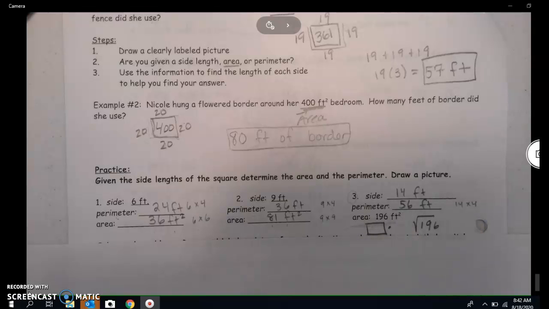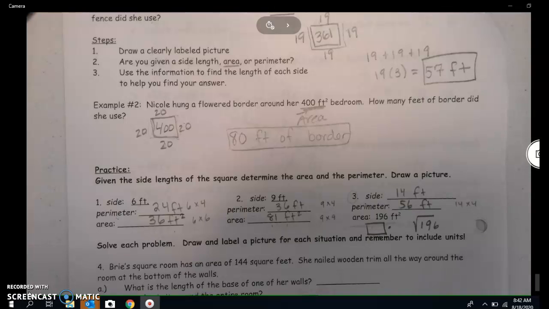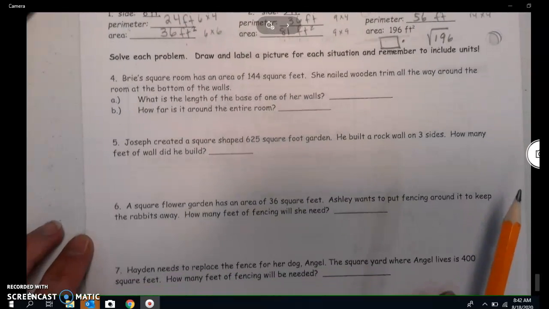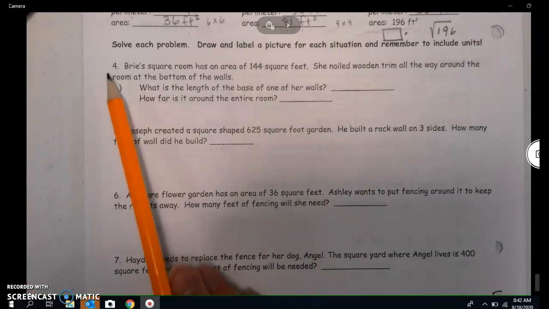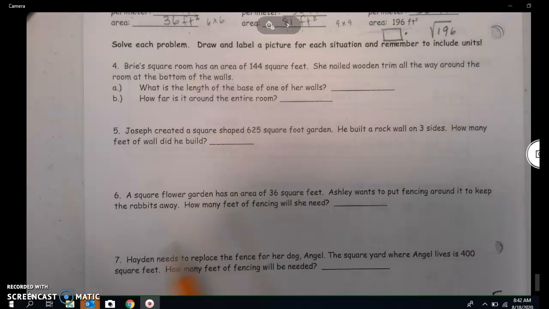So what we're going to work on as our assignment in class, and you're welcome to work with a partner nearby, is to complete the word problems below. So you're going to work through numbers 4 through 7. Make sure that you are drawing a picture for each problem, you are showing your work, and your answer has units on it, whether it be feet, feet squared, inches. Pay attention to what the units are. If they're asking for area, you always have squared. If they're asking for perimeter or a side length, it's just regular, like feet, inches, centimeters.